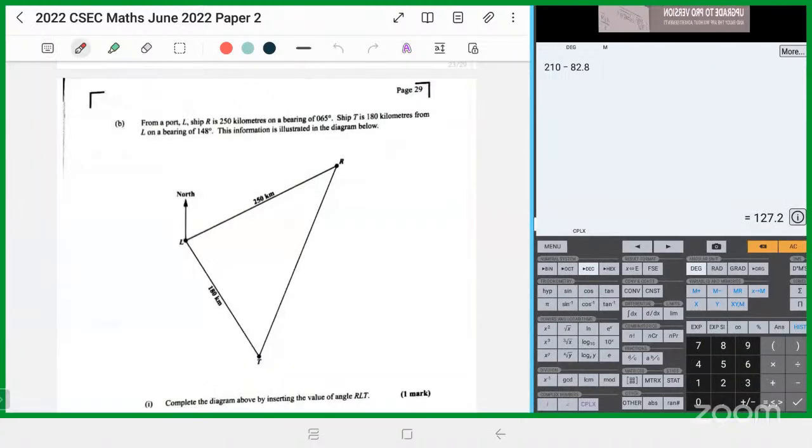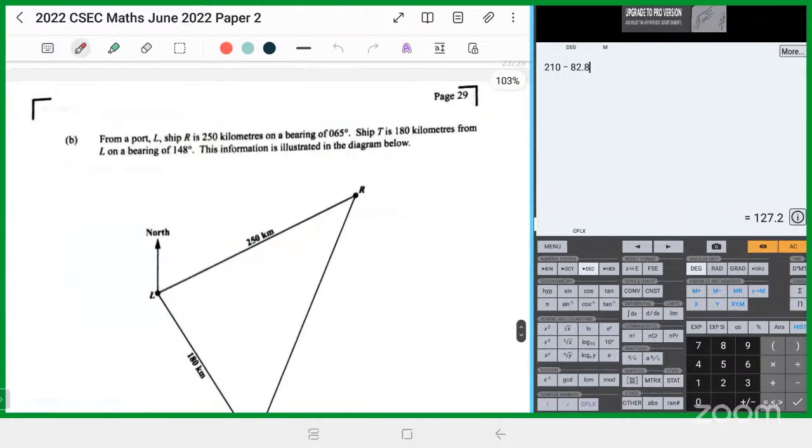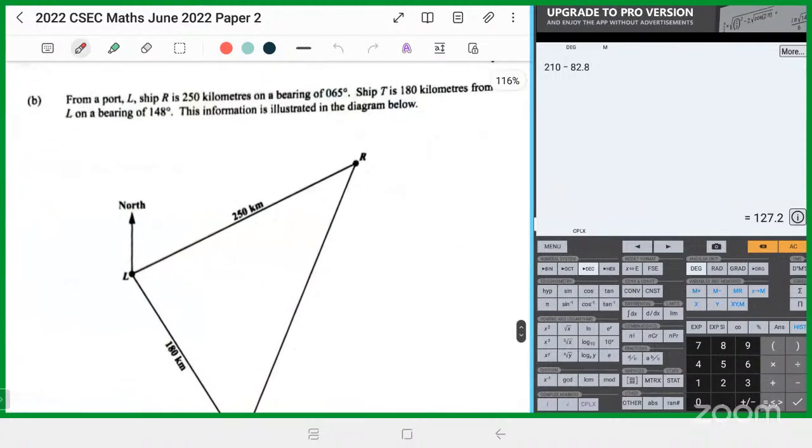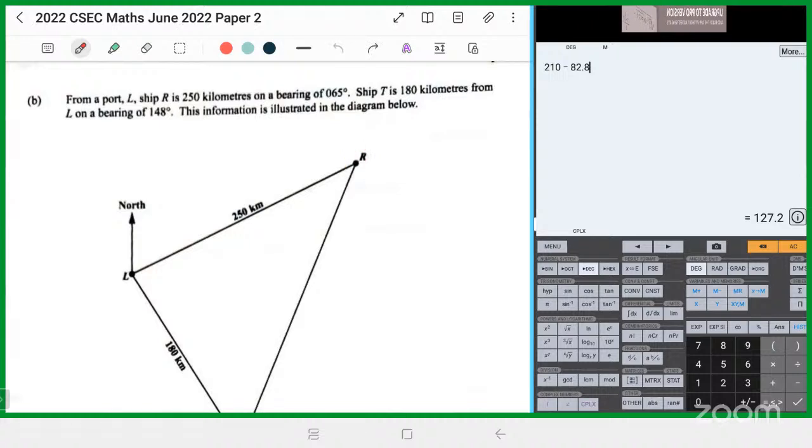All right. So this question gives us this diagram here and gives us some information. It says the port L is here. From port L, a ship R is 250 kilometers away, and it's on a bearing of 065 degrees. So this direction is on a bearing of 065 degrees.